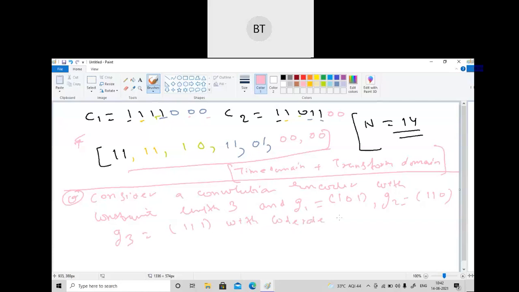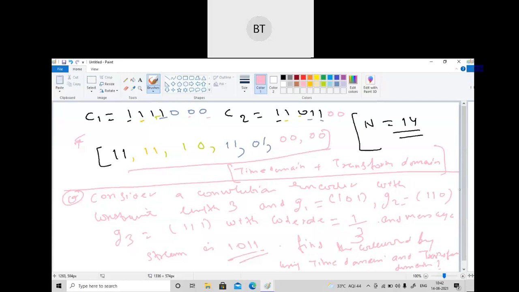So don't get confused. I will tell you how to proceed. Code rate is given as 1/3. So on the message stream which is given, and message stream is 1011. So this is a problem. So what we have to find is the code word by using time domain and transform domain. So both methods you have to apply, and you have to verify it.